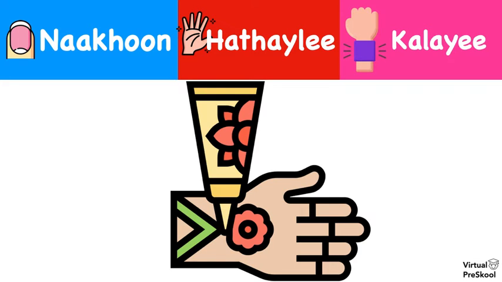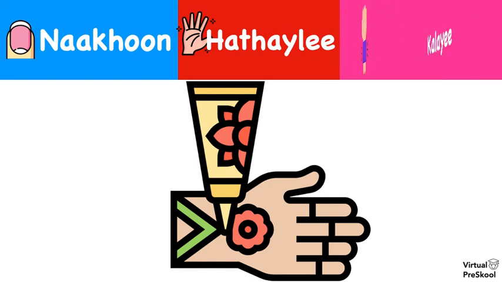This problem has two answers. This lady is getting her mehendi done. Is the mehendi on her hatheli? What's hatheli? Palm. So yes, it's on her hatheli. Is it on her nakhun? Well, what's nakhun again? Nakhun is a nail. So no, she isn't getting mehendi on her nails. Is it on her galai? What's galai? Galai is wrist. So yes, she's getting it on her galai and on her hatheli.